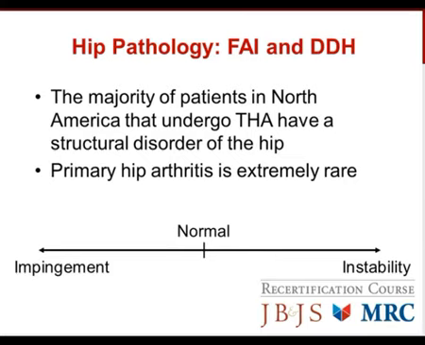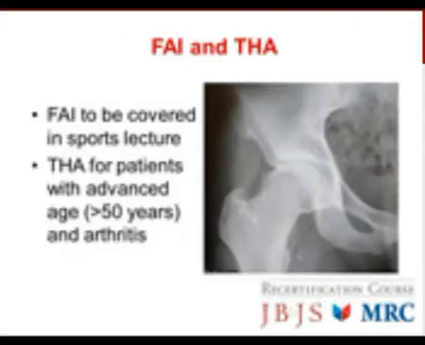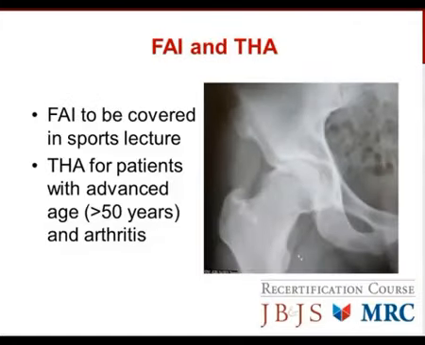On one end of the spectrum you have the FAI hip, which is overconstrained, that impinges. On the other end of the spectrum, you have the unstable hip, or the dysplastic hip. Now, femoroacetabular impingement is covered in the sports lecture. I won't get into the hip preserving treatment options for FAI, as these are covered elsewhere. When it comes to total hip arthroplasty, this is really an option for patients who have advanced FAI with associated arthritis. Certainly for patients 50 years or above, total hip arthroplasty should be the treatment of choice.